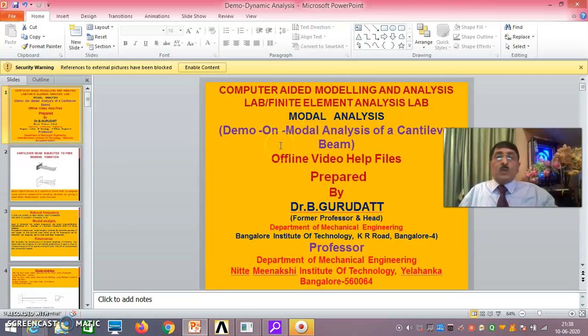Welcome to session 2 on modal analysis, where we are doing a demo on modal analysis of a cantilever beam. In the first session, we totally concentrated on the theoretical part, how to get the natural frequencies by theoretical methods. I'll just brief you again on what exactly I did in the first session, and I'll come back to the answers.